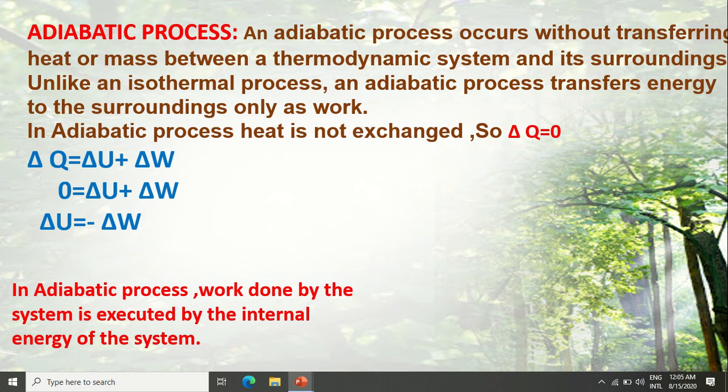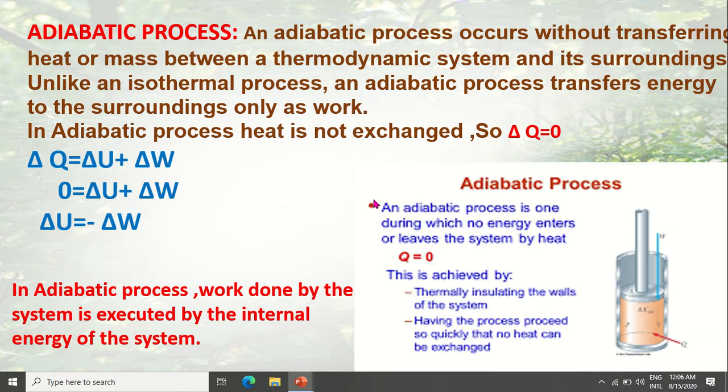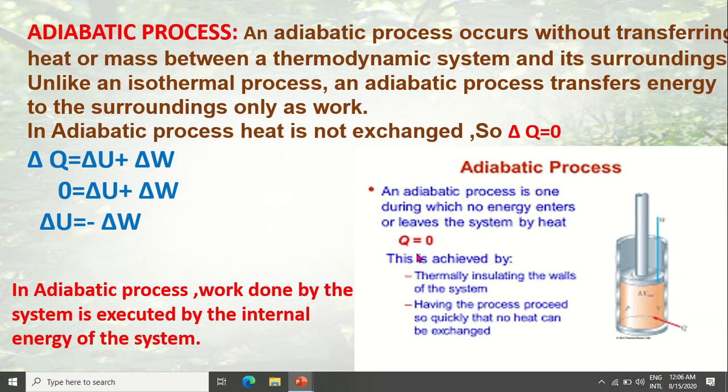In this change, the container should be made of bad conductor, because heat doesn't pass through. That means the container should be made of bad conductor or insulating material, so that heat cannot pass from the surrounding to the system or from the system to the surrounding. Thermal capacity of the surrounding should be low. So here Q equal to 0. This is achieved by thermally insulating the walls of the system and having the process proceed so quickly that no heat can be exchanged.